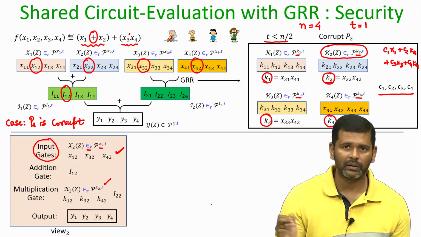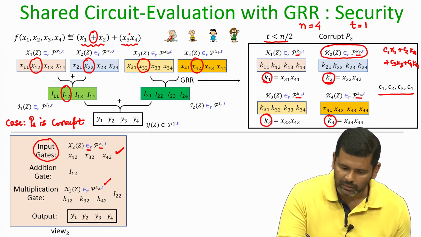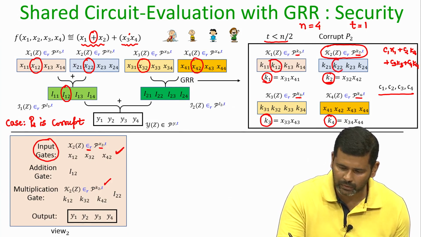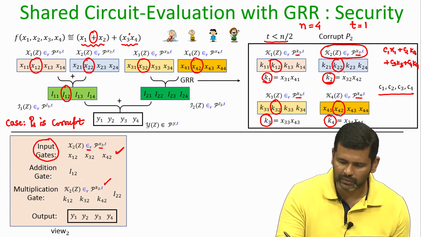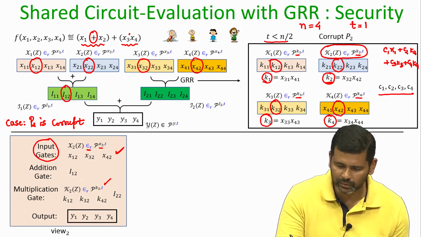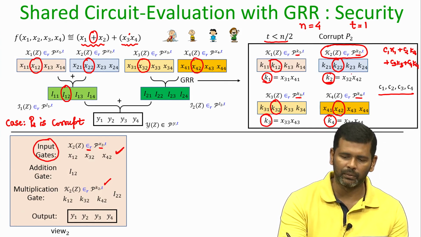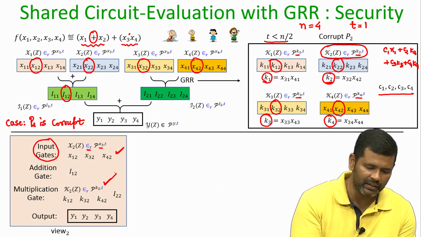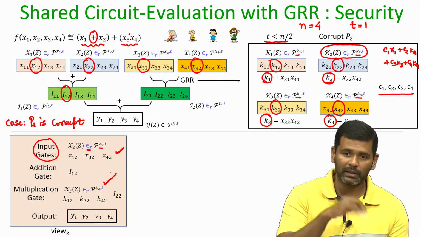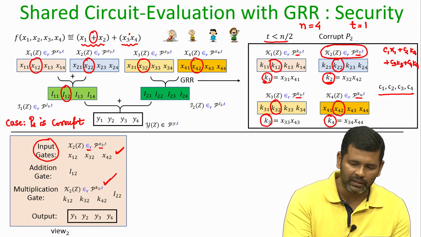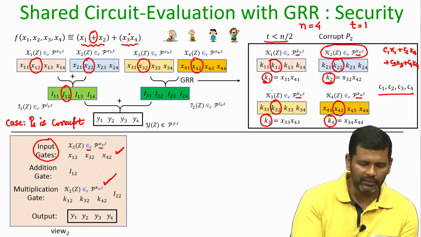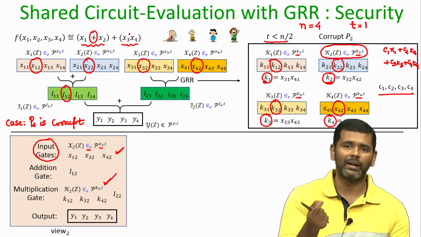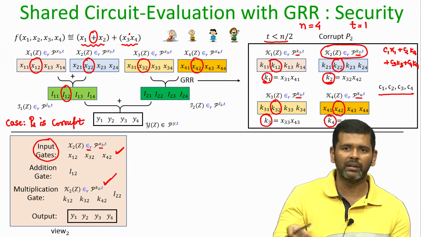what will be the information available with corrupt P2? Only one share each, namely K12, K32 and K42. Of course, for the second share K2, it will have the full vector of shares of K2, namely K21, K22, K23, K24, because P2 itself has acted as a dealer and secret shared them. But for the other K values, K1, K3, K4, the adversary will have only one share, namely the evaluation of the corresponding sharing polynomials at alpha 2.